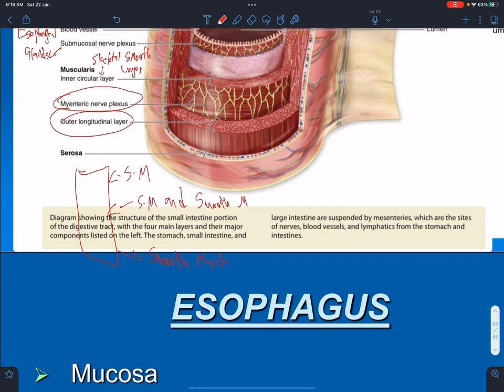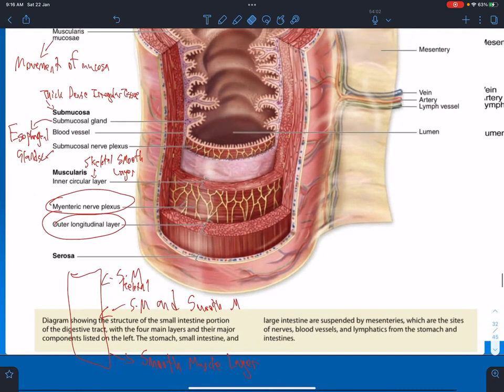Again, the esophagus is lined by skeletal muscle and smooth muscle layers, depending on the location. The upper end is exclusively skeletal muscle, okay? Lower end, exclusively smooth muscle layer. In the middle, a mixture of both smooth muscle and skeletal muscle, okay? So that's something to keep in mind. So that's for the muscularis layer.